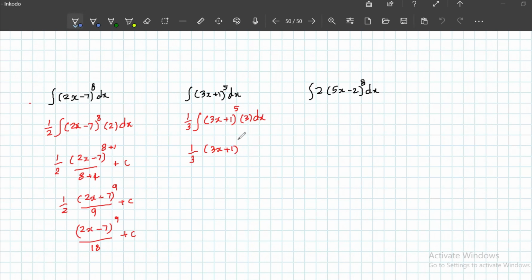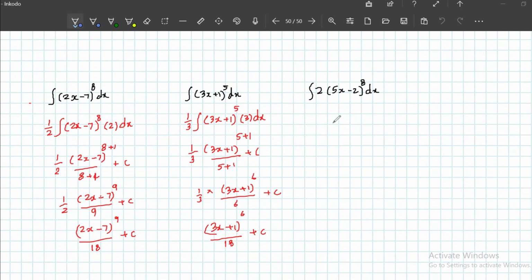(3x plus 1), add 1 in the power and same thing we divide 5 plus 1 plus constant of integration. So we have 1 over 3, (3x plus 1) over 6 plus constant of integration. So it is (3x plus 1) whole power 6 and 6 multiplied by 3, 18 plus constant of integration.